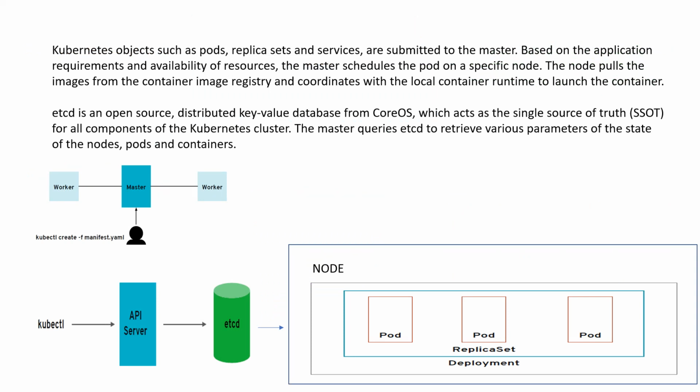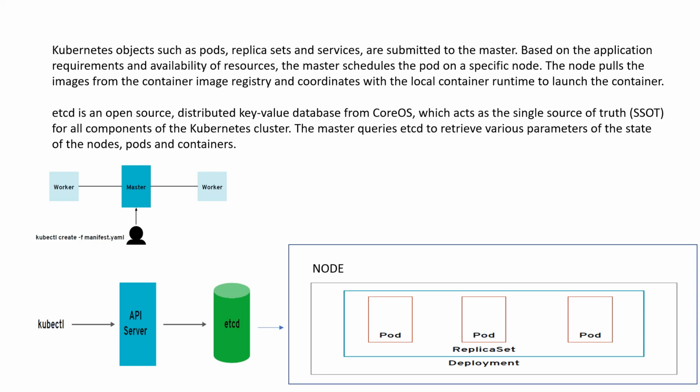Okay, so let's wrap up the last theoretical concept of what Kubernetes is. Kubernetes objects are pods, replica sets, and services submitted to the master. Based on the application and availability of resources, the master schedules the pods on a specific node. Node refers to the worker nodes, which is eventually a virtual machine at the backend. The node pulls the image from the container image registry.